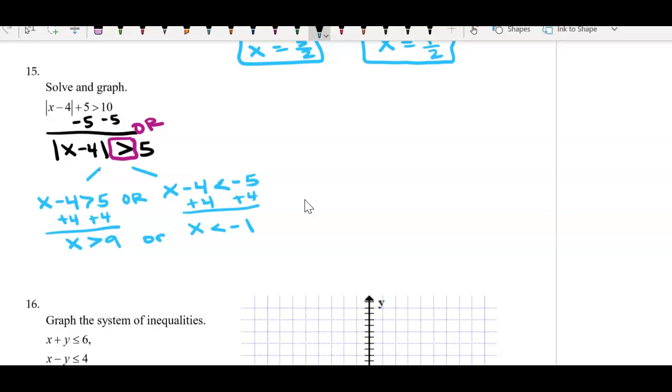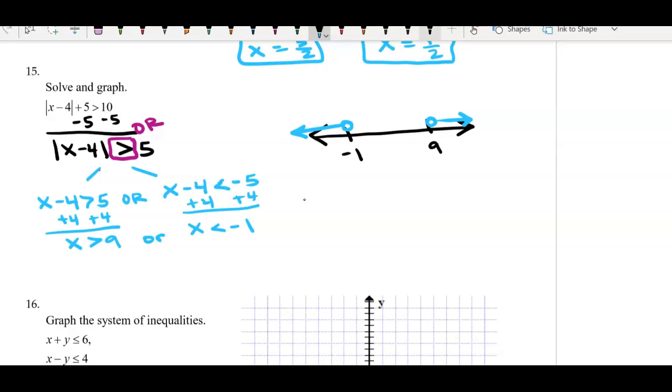Okay. All right, and then we just need to put it on a number line so we can figure out how we're going to write it in interval notation. So I've got negative 1 here, positive 9 over here. So x is greater than 9. Open circle there, and everything greater than it is to the right. And the other one, x is less than negative 1. So again, an open circle here. And the stuff less than negative 1 is the stuff to the left.